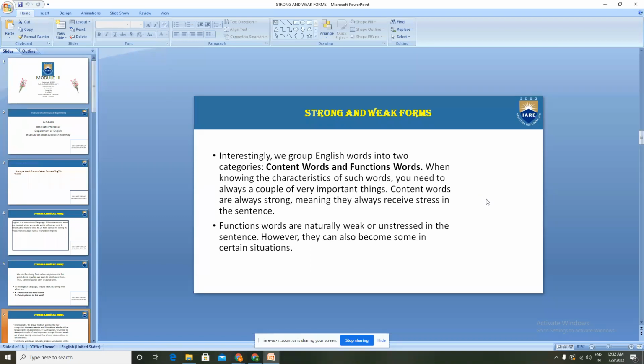Content words are always strong, and they always receive stress when pronounced in a sentence. Function words are naturally weak and unstressed in a sentence. However, they can also become strong in certain situations, but usually function words are weak words. Content words are strong words. You have to remember this: content words are strong words, function words are weak words.